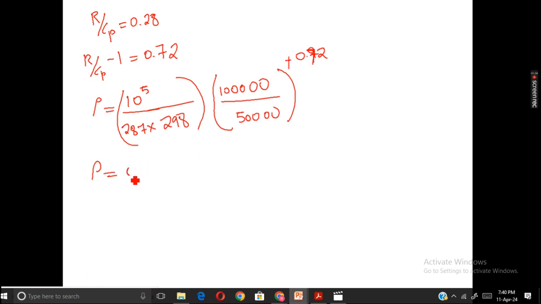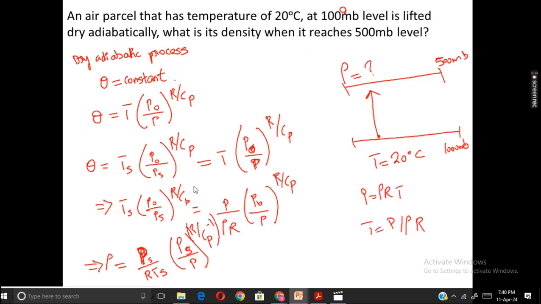So basically this gives you a value of 0.725 kilogram per meter cubed. So how did we get this? They have given an air parcel with a temperature of 20 degrees Celsius at the 1000 mb level, which is practically dry air. So what will be the density when it reaches the 500 mb level?